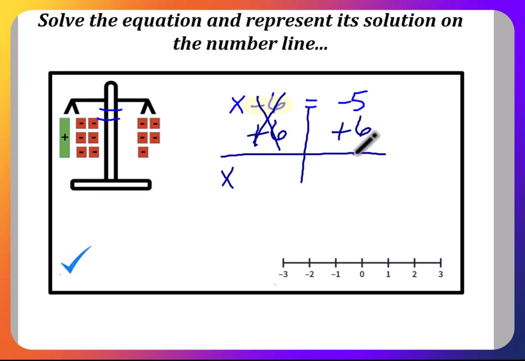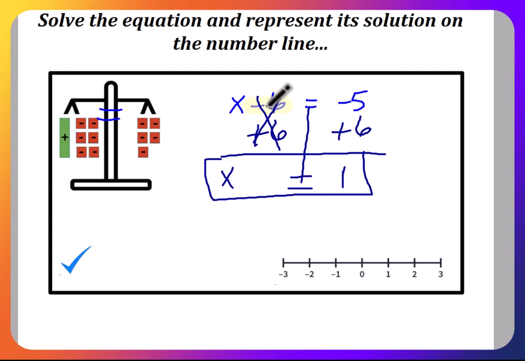Then we come over here to the right side of our equal sign, so we can bring down our equal sign. And now we have a negative 5 and a positive 6. We need to combine them. Remember combining integers. If the signs are different, you subtract. So 6 minus 5 is 1. And now who has more? Are there more positives or are there more negatives? There are more positives. So our answer is x equals 1.